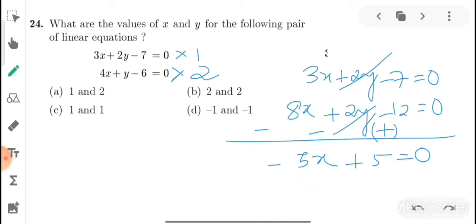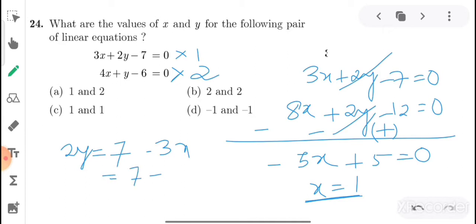If we take this directly, x will be 1, and then we get the value of y. If we put the value of x in equation 1, then it will be 7 minus 3 equal to 4, and y will be 2, hence y is 2 and x is 1. A option will be correct.